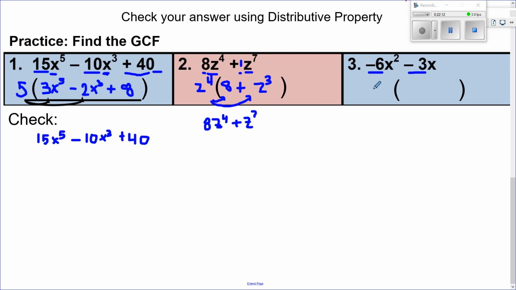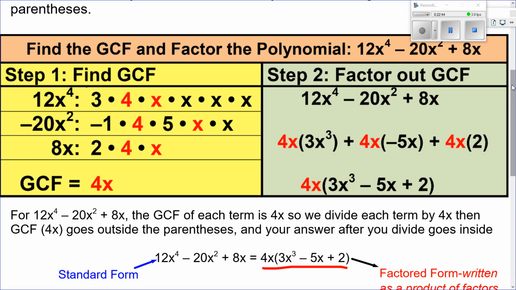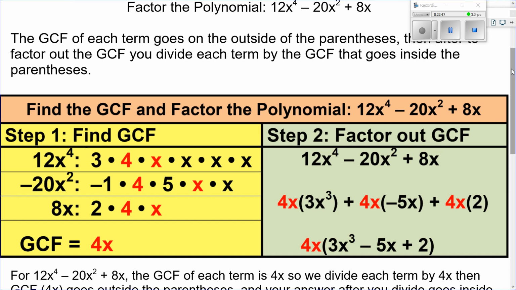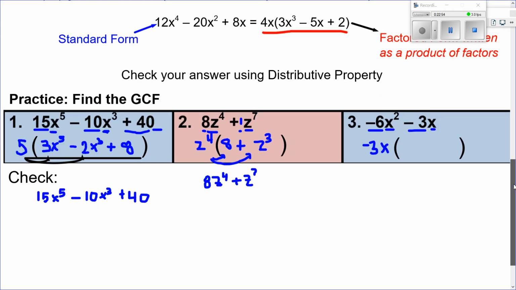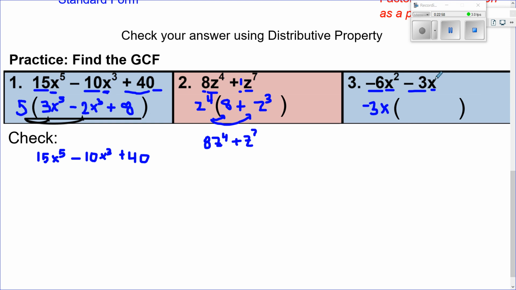But it's not only a 3, it's a negative 3, because both of these are negative. Negative 3 goes into negative 6, and negative 3 goes into negative 3, obviously. But now we're looking at the x squared and the x. What's the greatest common factor? Just x. Because remember, the variable with the smallest exponent will always be the greatest common factor for that variable. So the smallest exponent, that's what comes out all the time.